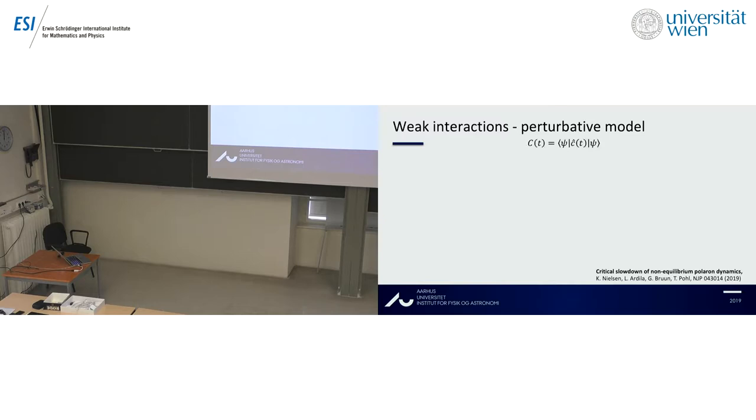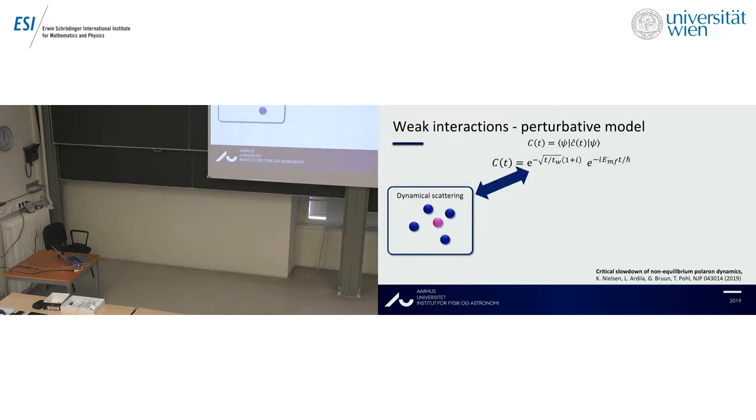So let's first look at the case of weak interaction. In the weak interactions, we can apply a perturbative model based on the model that I introduced in the beginning, calculated by Georg. So we have some dynamical scattering processes, and Georg has calculated the timescale for these, which are given up here in the exponential. In addition, we have a rotation given by the mean field energy, which is the main contribution to the precession of the phase on the Bloch sphere here.